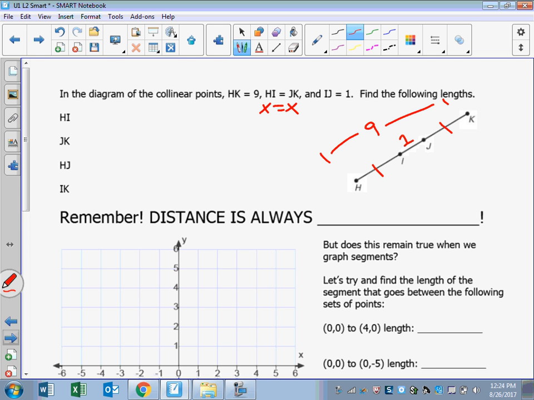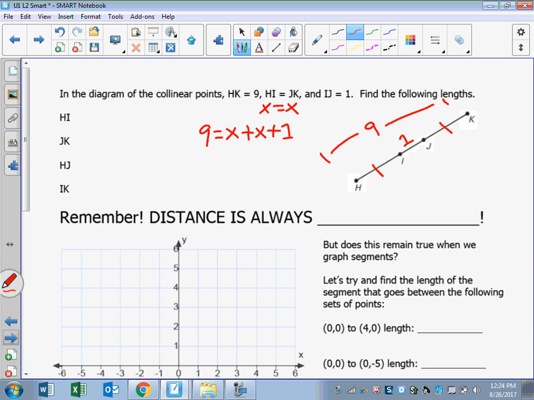So we got the total is 9, right? And that is equal to HI, X, plus JK, which is also X, plus IJ, which is 1. So you can use some algebra, figure out what X equals, and then you can figure out the different lengths. So take a second and figure that out. Then we'll move on.